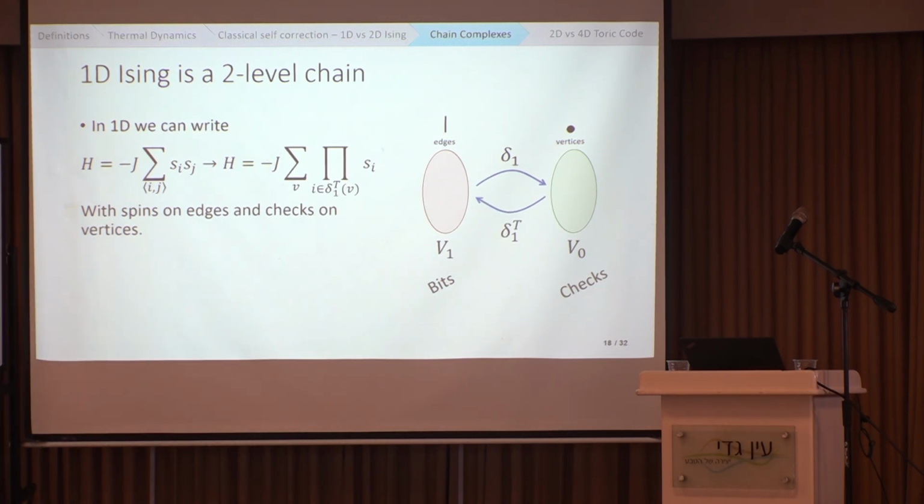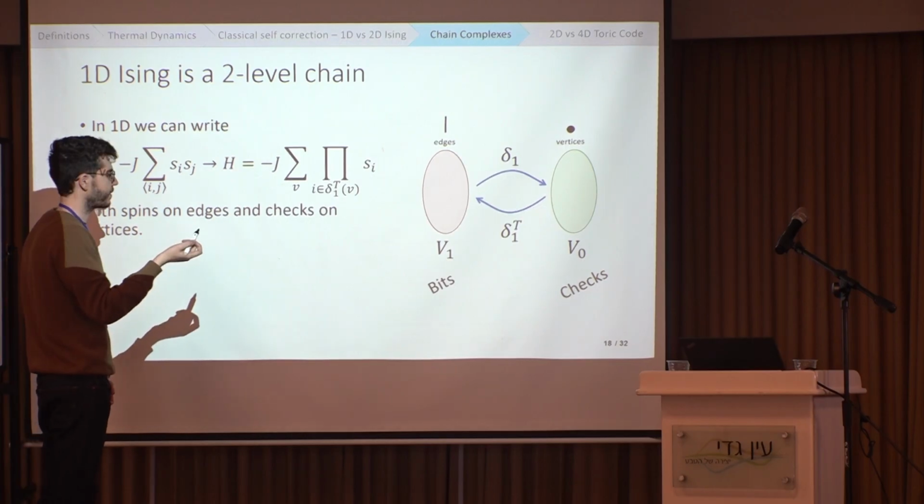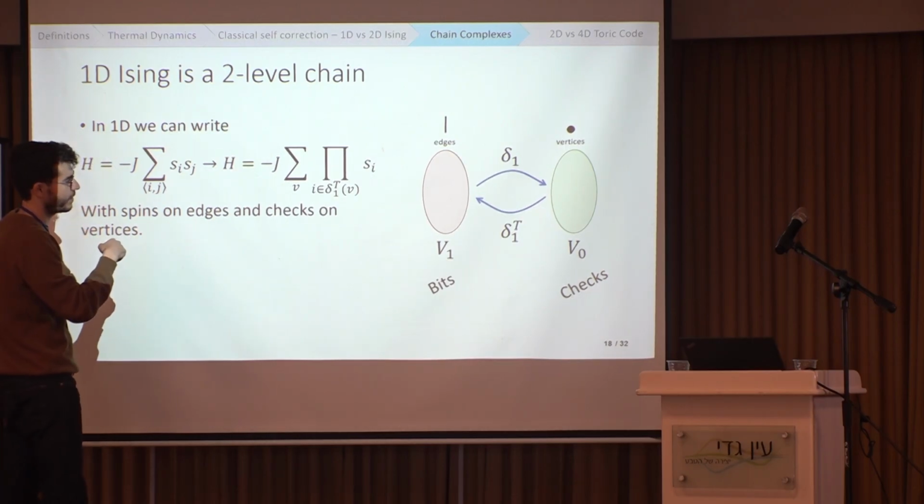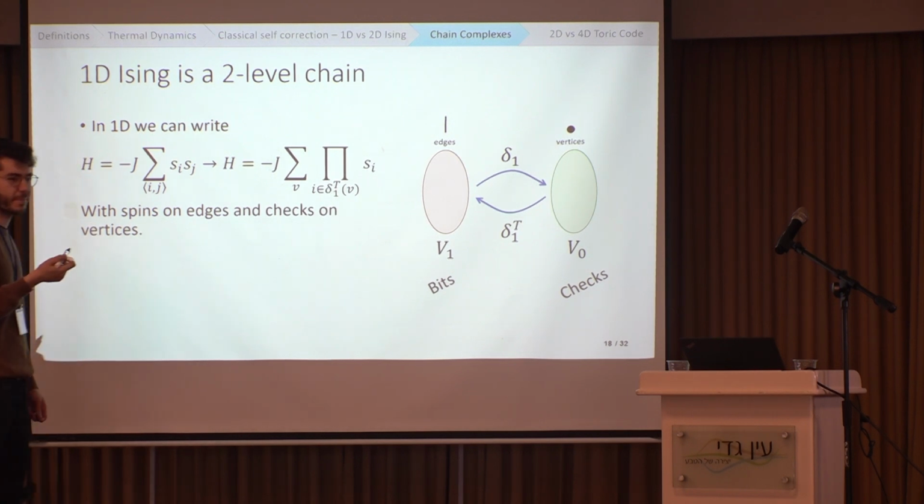Sorry, go ahead. You haven't defined delta 1 T. That's a good idea to do this. So delta 1 T is the co-boundary. Yes, it's the inverse. So where does it start from? Where does it go? And what does it give?